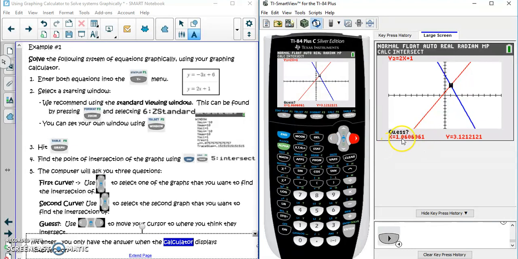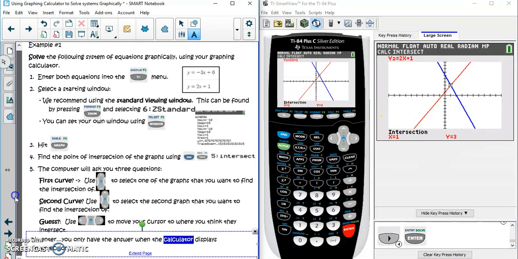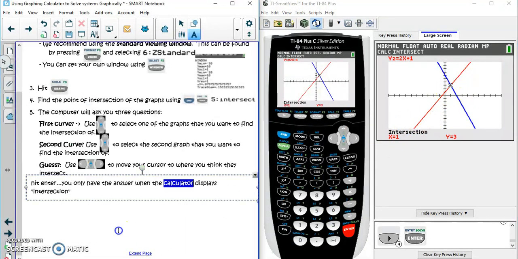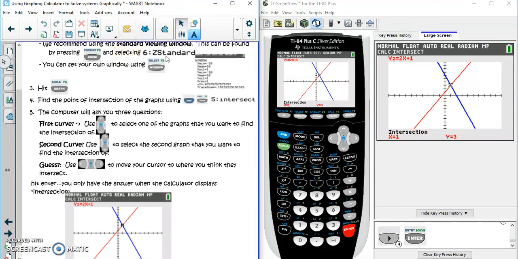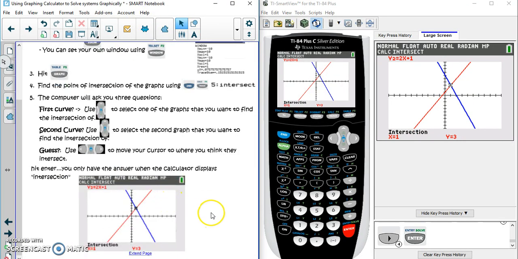Like it says 1.06 and 3.12. But I'm not done until I actually hit enter to that. And once I hit enter, see how it says intersection? Once it says that, then you know that you have found the answer. If it doesn't say intersection, it hasn't calculated it exactly. So our answer here then, it tells us the x value is 1 and the y value is 3. So we have solved our system.